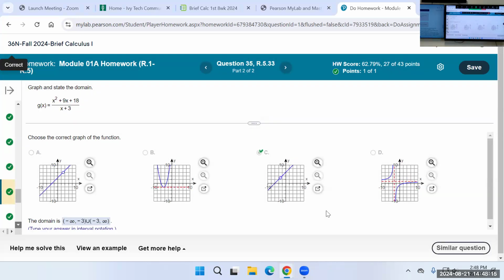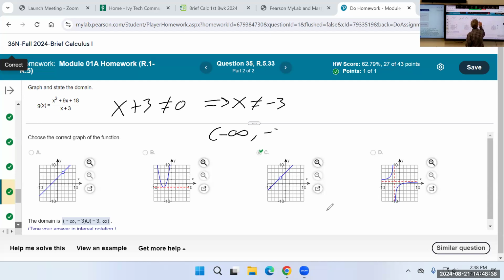Similar thing, find the domain of the function. You just can't divide by 0. Don't want to divide by 0. So x plus 3 cannot equal 0, which would imply x cannot equal -3. It's the only number in this. So negative infinity to -3, union -3 to positive infinity. And then that capital U means the union.